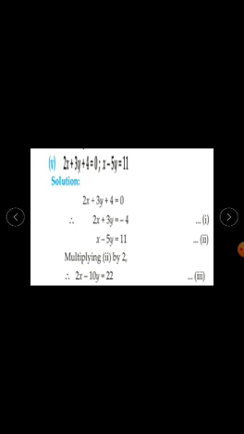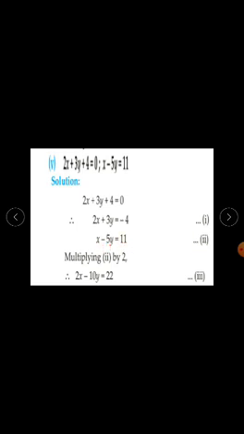So, the first equation 2x plus 3y plus 4 equal to 0, we can write as 2x plus 3y equal to minus 4, and this is your equation 1. The second equation is x minus 5y equal to 11. This is your equation 2.